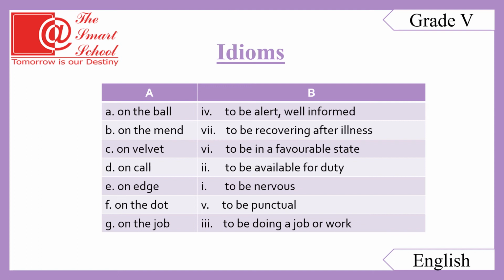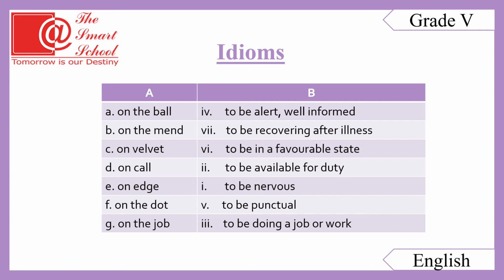In this video, as you can see on the screen, I have already matched them and you have to match them in your book. Number A, on the ball. On the ball means to be alert, well informed. So you will match A with number 4 of column B. On the ball, to be alert, well informed. B, on the mend. On the mend means to be recovering after illness, which is number 7 in column B.